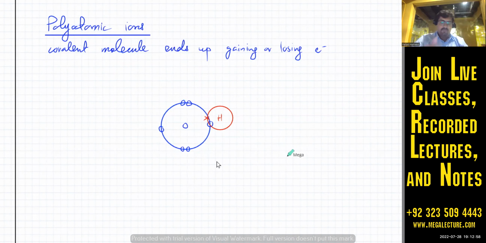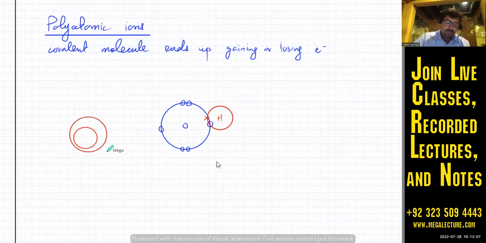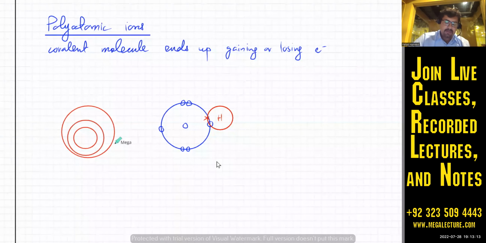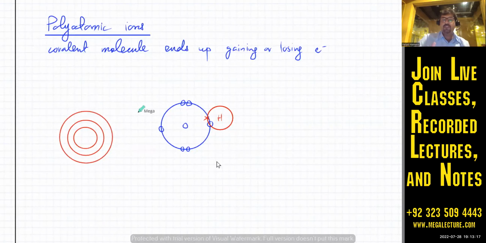So what if there's a sodium atom around? Now the sodium atom is not a non-metal. It's actually a metal. So let's say there's a sodium atom around. So we're short of hydrogen, and instead we have a sodium atom. And sodium atom has 11 electrons.